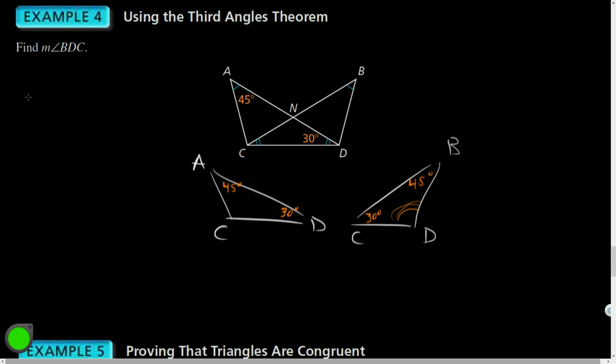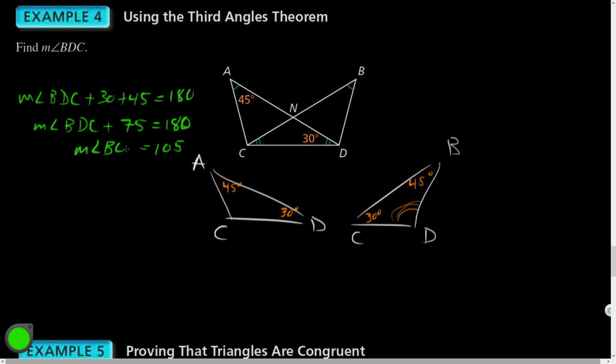Try some theorem. So measure angle BDC plus 30 plus 45 equals 180. So measure angle BDC plus 75 equals 180. Subtract 75 from both sides, and I get measure angle BDC is 105. And actually, I bet you could tell me what angle ACD is. What's the measure of angle ACD gotta be? The same, by the third angles theorem, right? If I already got 2 angles congruent between 2 triangles, the third angles are also congruent. Good stuff.